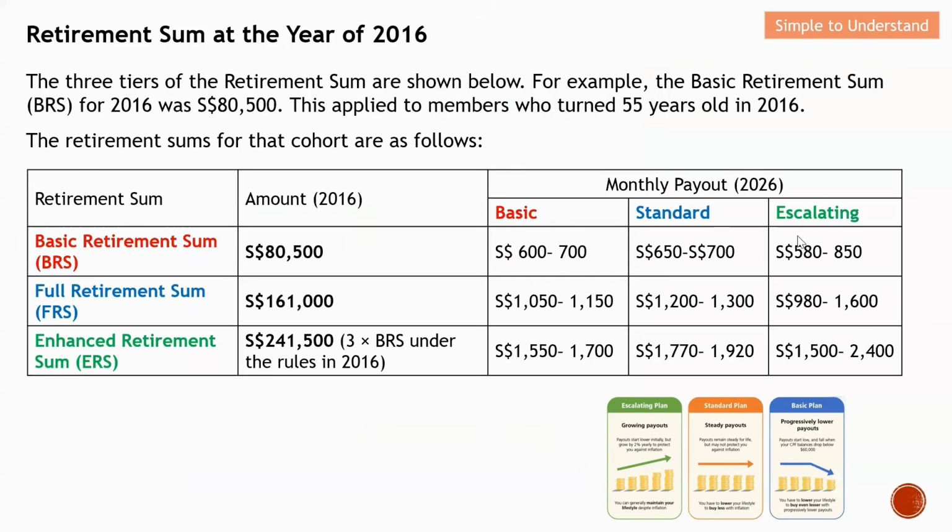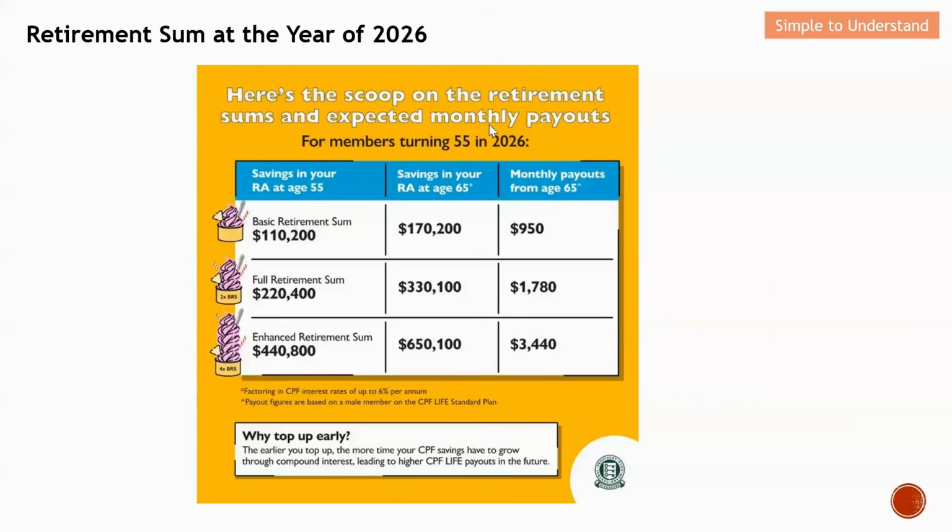You should not refer, okay, for people that are actually 55 years old in 2026, you should not refer to this table for your money payout. Let's say that you are actually 65 years old in 2026, you should not refer to this table. Okay, so this is actually one wrong concept by you guys.